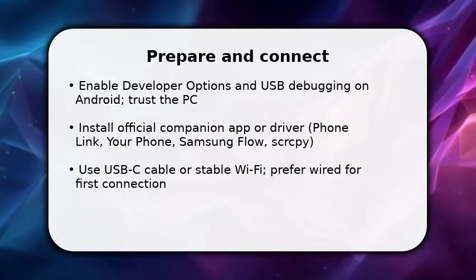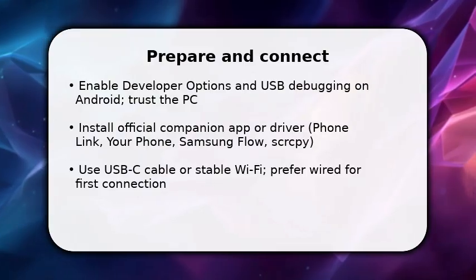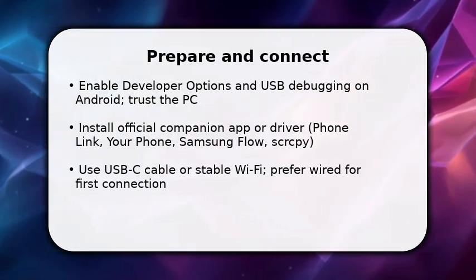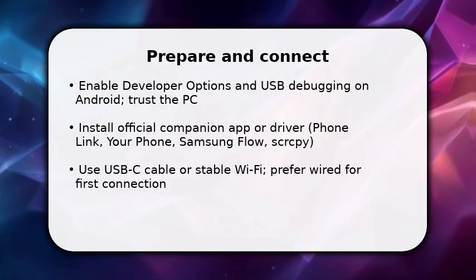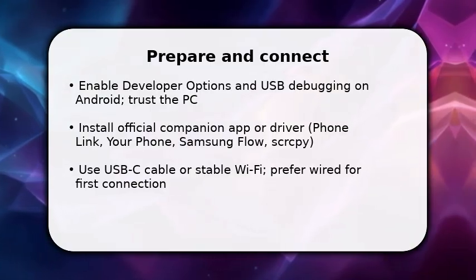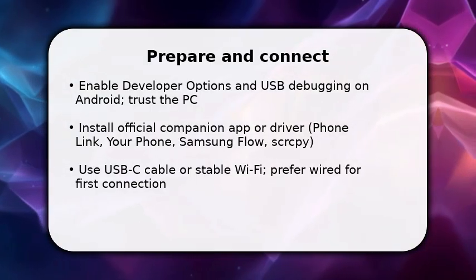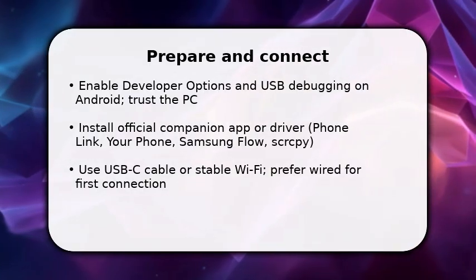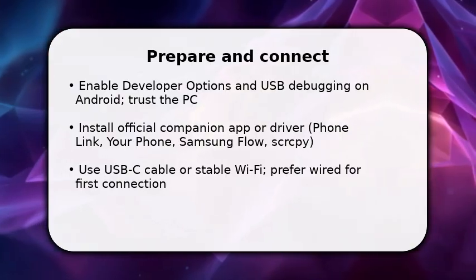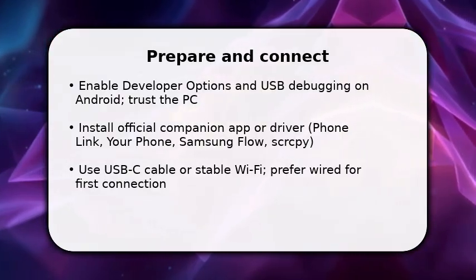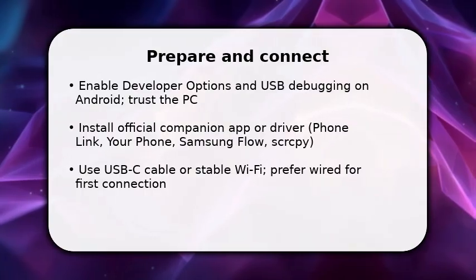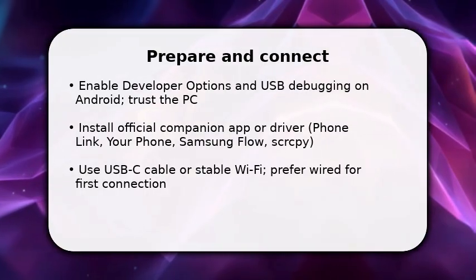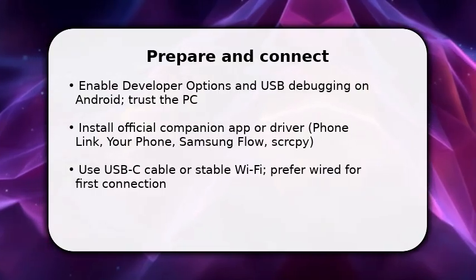You start by preparing both devices. Enable developer options and USB debugging on Android or grant screen sharing on iPhone. Connect with a USB-C cable first so the computer recognizes the phone. This avoids Wi-Fi discovery issues. Install the matching app or driver on your laptop, Phone Link, Samsung Flow, or SCRCPY for wired ADB mirroring because the software creates the bridge.